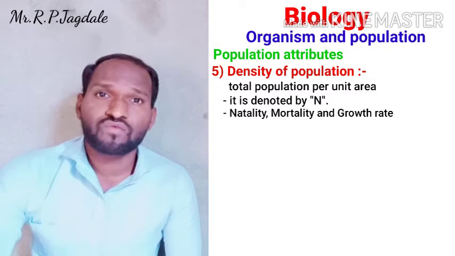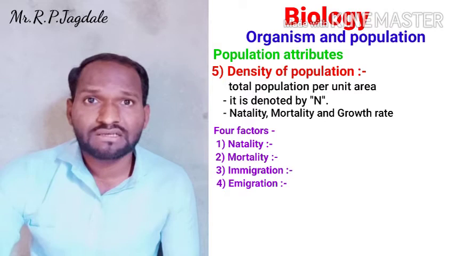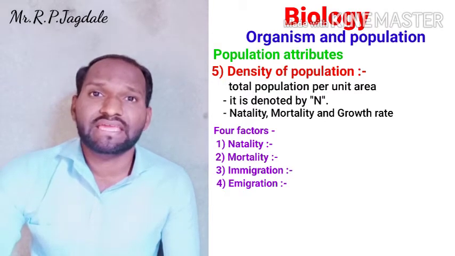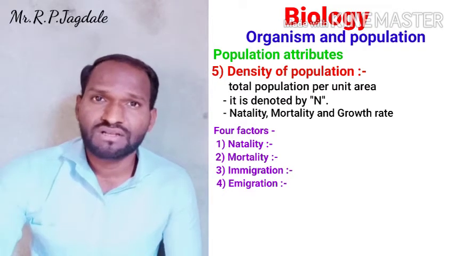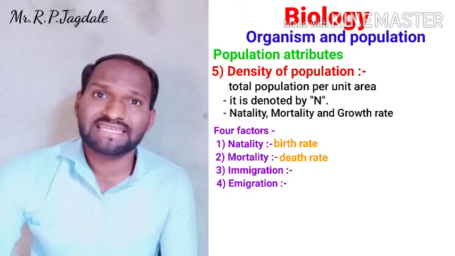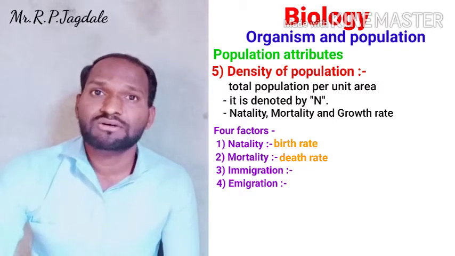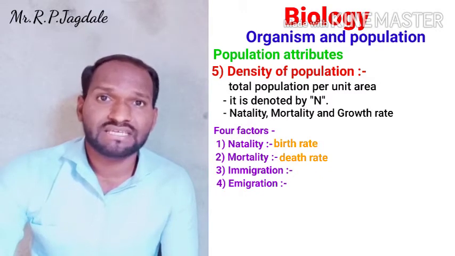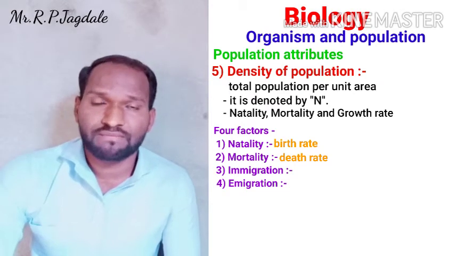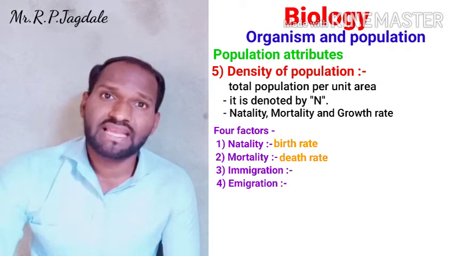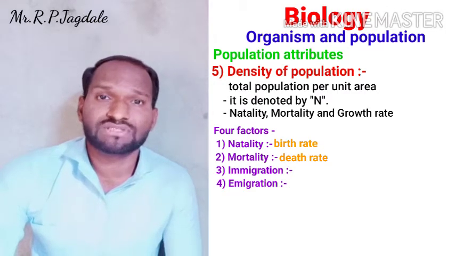So these are, first one, natality. Second is mortality. Third is immigration. And fourth is emigration. Now, we know what natality is. Natality is nothing but the birth rate. Second, mortality. Mortality is nothing but the death rate. These two factors we know very well. But emigration and immigration are two new concepts to us.